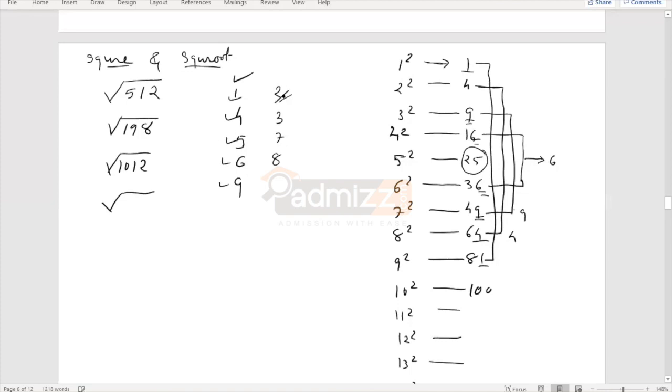Otherwise means what? The last digit is 2, 3, 7 or 8. At that time this is not a perfect square. Now you can see this is a perfect square, but the last digit is given as 2. So this is not a perfect square, because you can see that in the last digit no square has 2, 3, 7, 8. Correct?